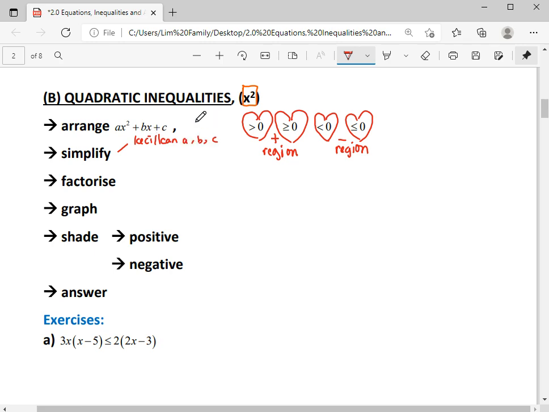If your a, b, c are even numbers, like 2, 4, 6, you can reduce them. So you must reduce them first, and then make sure your quadratic here is positive. Kalau awak punya quadratic negative, kita divide siap-siap dulu. Divide, simplify it. Simplify your quadratic here to be the simplest form, and then to be the positive form.